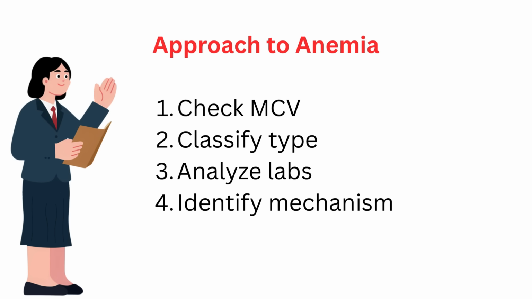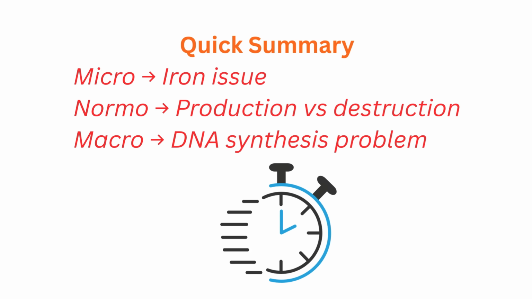So, to solve any anemia question, follow this simple flow. Check MCV, classify, look at labs, and understand the mechanism. In short, approach anemia like this: 1. Check MCV. 2. Classify type. 3. Analyze labs. 4. Then finally, identify mechanism.